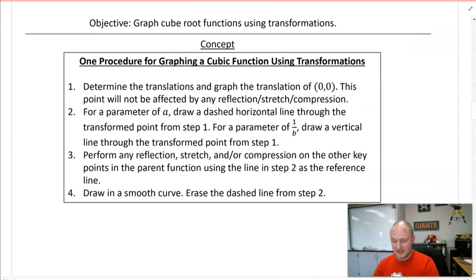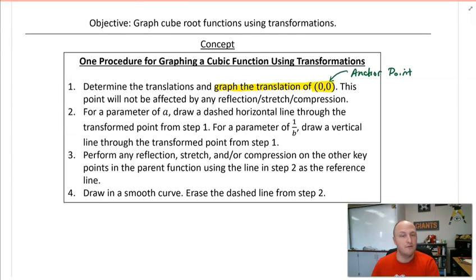Here is the process or the steps that we're going to follow for this lesson. Step 1, we'll need to determine the transformations of the graph, and we're going to have to graph the translation of the point (0, 0). And there's a reason for this. I like to call this point, please add this to your notes, the anchor point. Because no matter what else goes on with the function, that point after you translate it is not going to move. This point will not be affected by anything. Reflection, stretch, compression, doesn't matter.